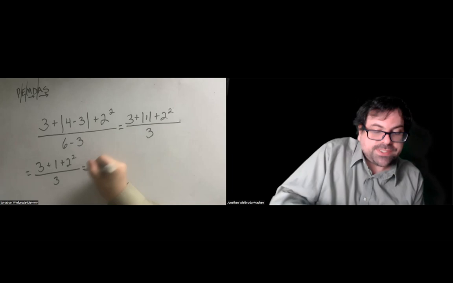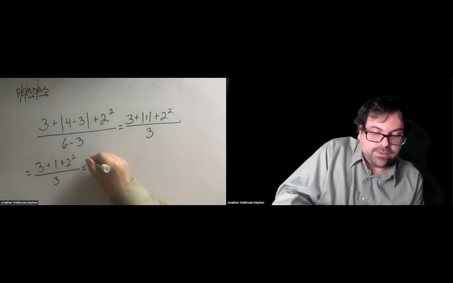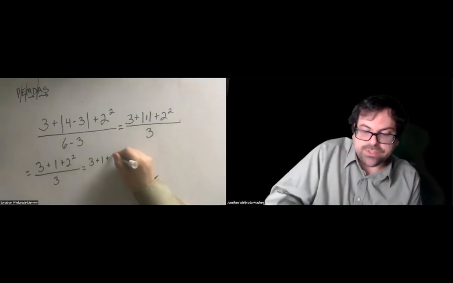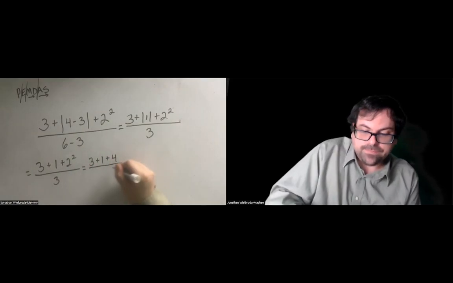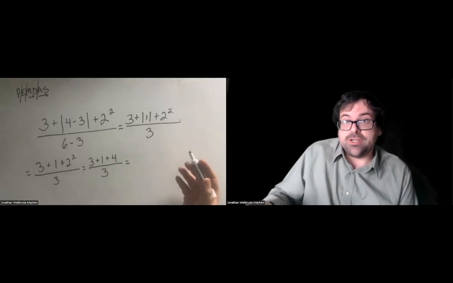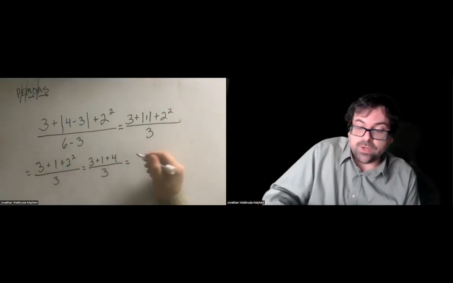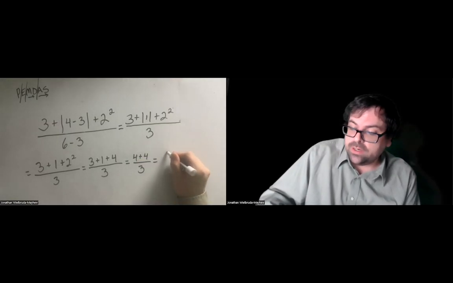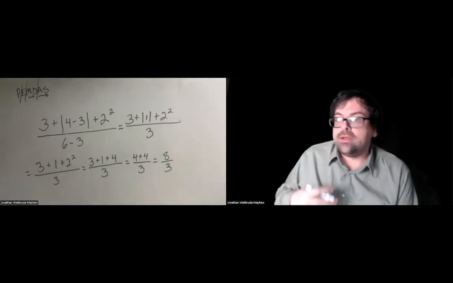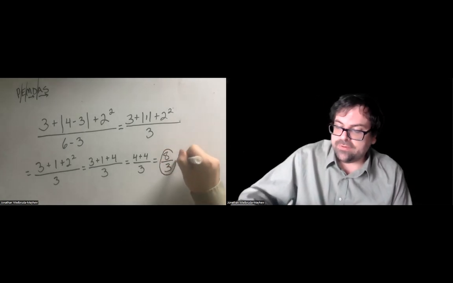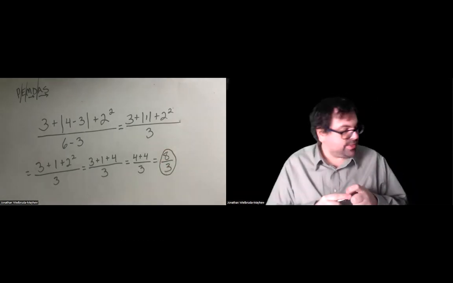No more grouping symbols. Exponents. We've got one. 2 squared is 2 times 2, that's 4. 3 plus, all that's up on the top is addition. So left to right as we come to it. 3 plus 1 is 4. All that's left on top now is 4 plus 4, which is 8. Can we do 8 divided by 3? No. So we leave it in fraction form. It does not reduce.